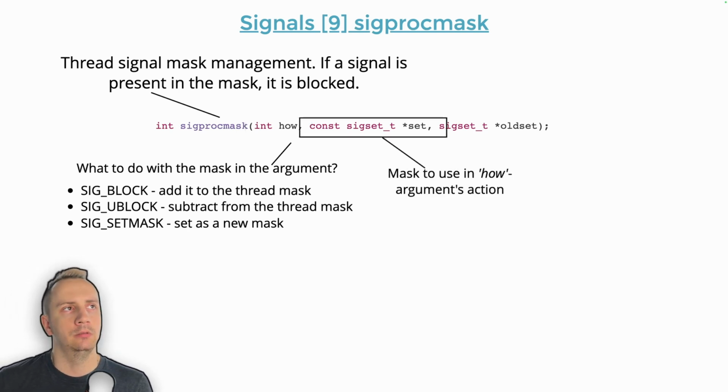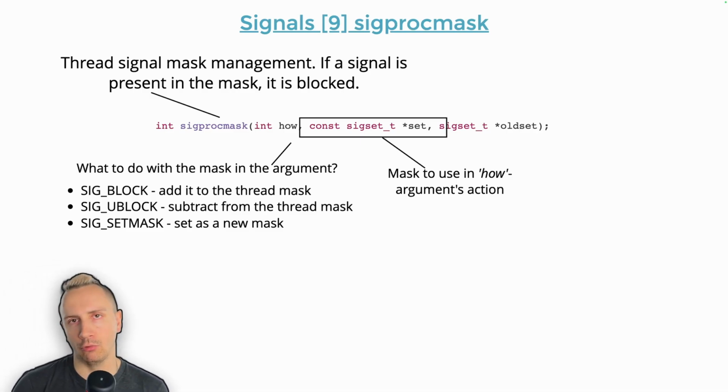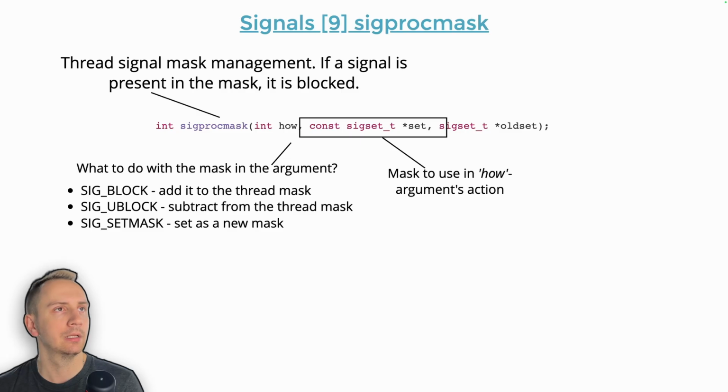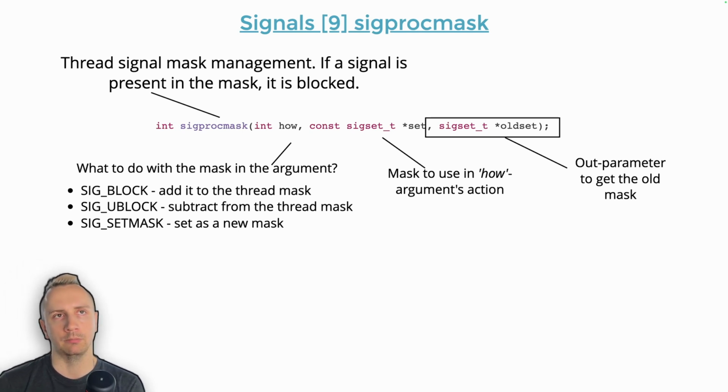Then the set, the second one, is what to apply with the how action. For instance, if you say SIG_BLOCK, then the signals listed in the set will be blocked, in addition to the ones which were already blocked. If you say SIG_UNBLOCK, then they will be removed from the thread signal mask. If you say SIG_SETMASK, then this whole set is just assigned to the thread. And the old set is an out argument where the kernel will place the current signal mask of the thread before the new one is applied.